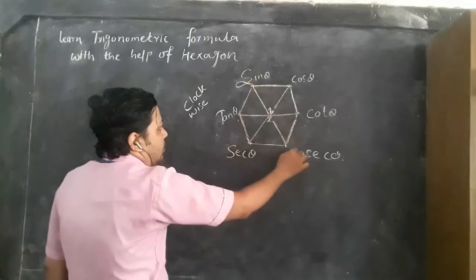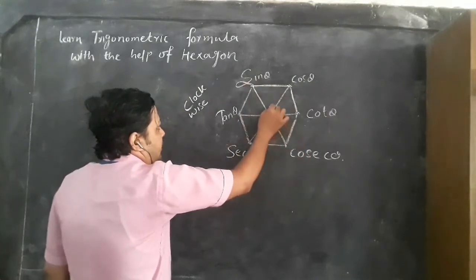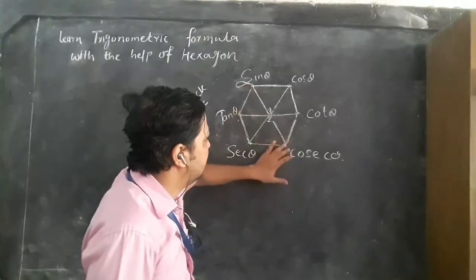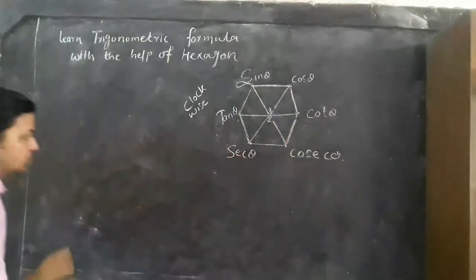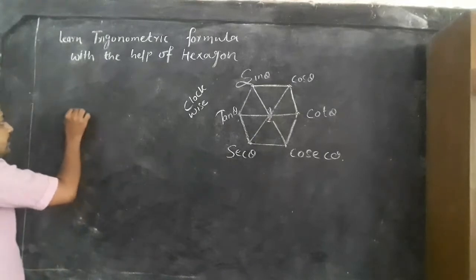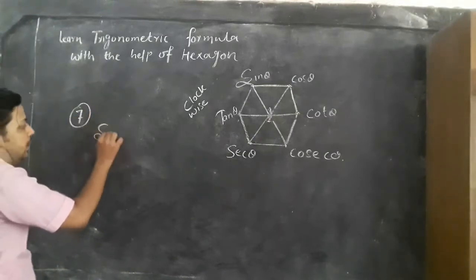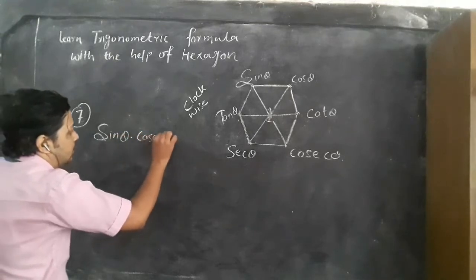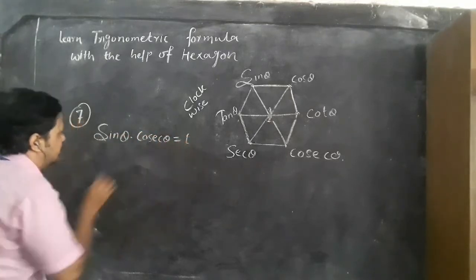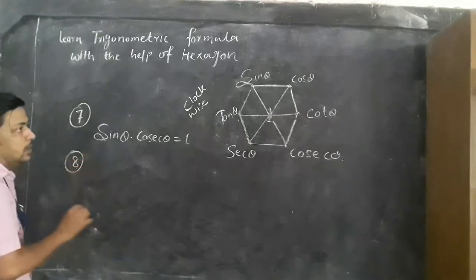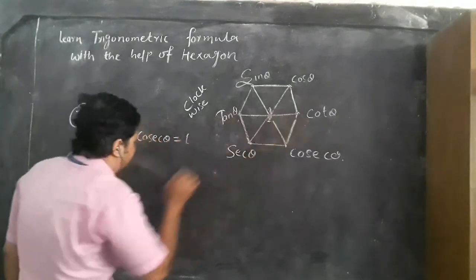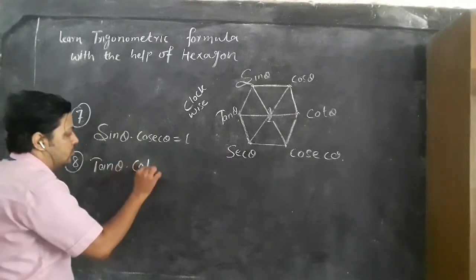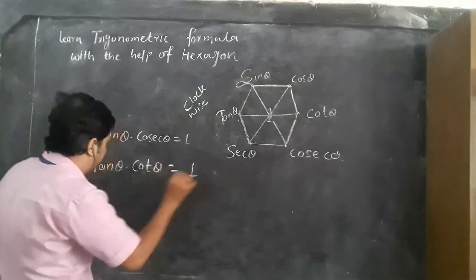Diagonally you can go, and I have written 1 here because when you multiply these vertices you will get 1. So formula 7 will be something like that: sin theta into cosec theta is equal to 1. Similarly, tan theta into cot theta is equal to 1.